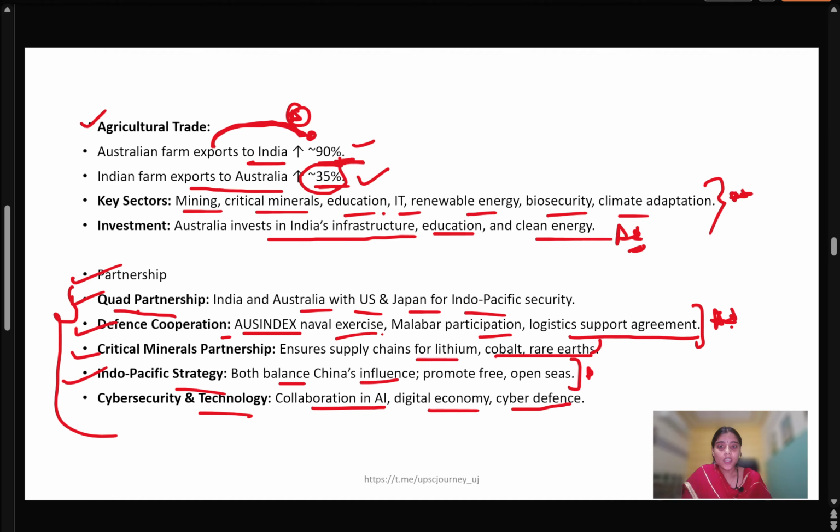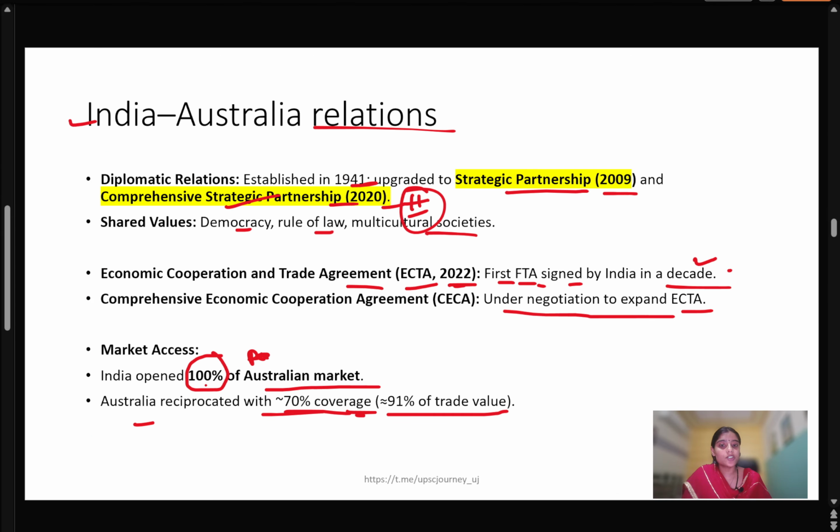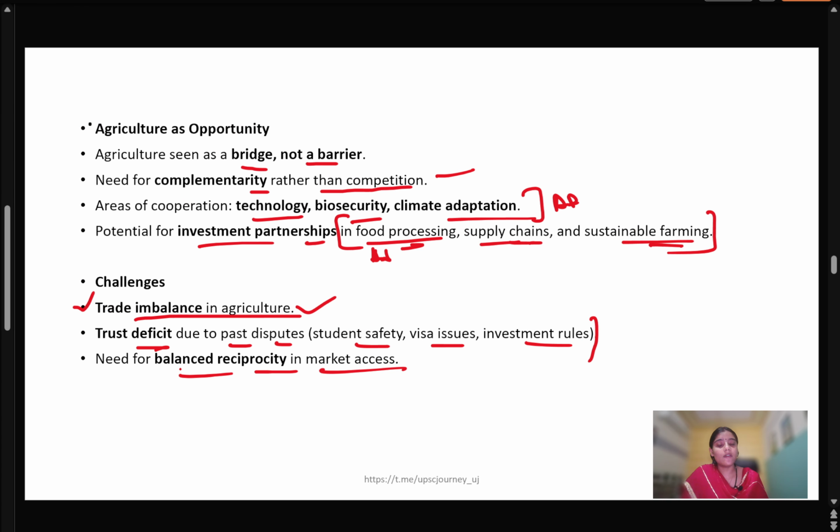At the same time, India is allowing 100% access to the Australian market, whereas Australia is only allowing coverage of 70%. So this is again a point that we need balanced reciprocity in market access, meaning equal access to the market for both countries.